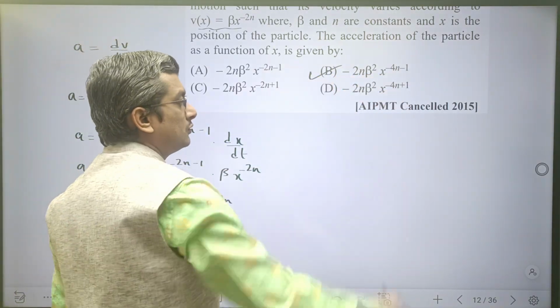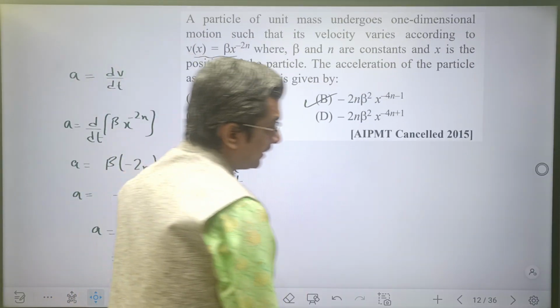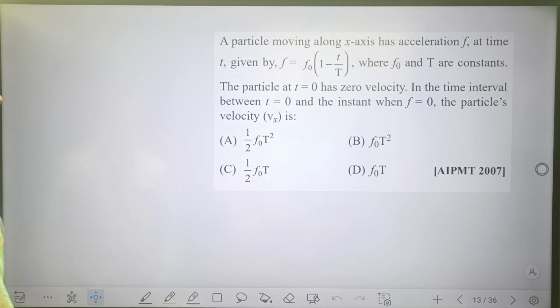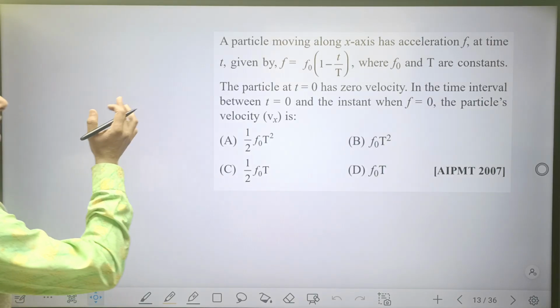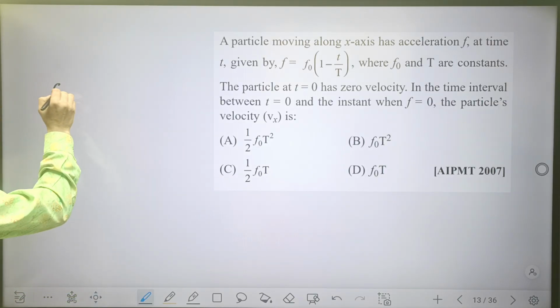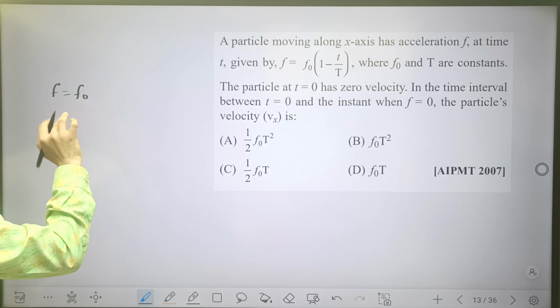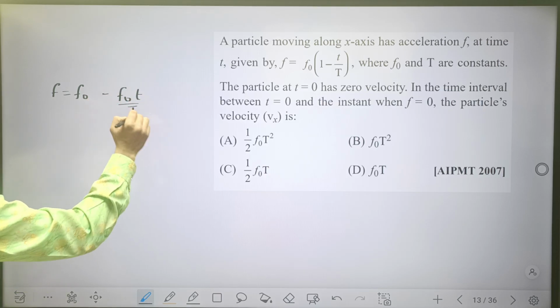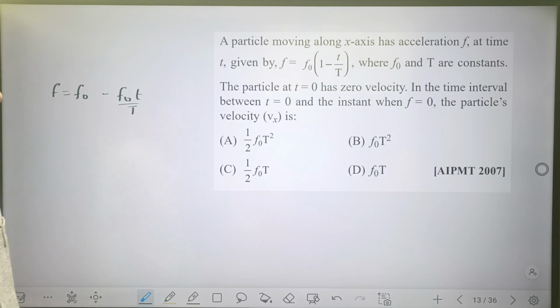Just follow the rules, you will get the same answer, isn't it? Next question. A particle moving along x-axis has acceleration f at time t given by f is equal to f naught minus f naught t by T, where f naught and T are constant.